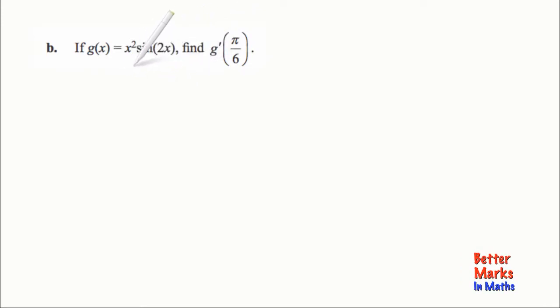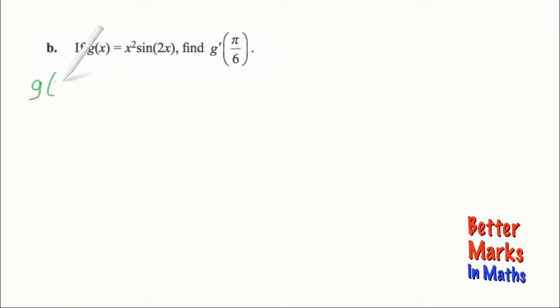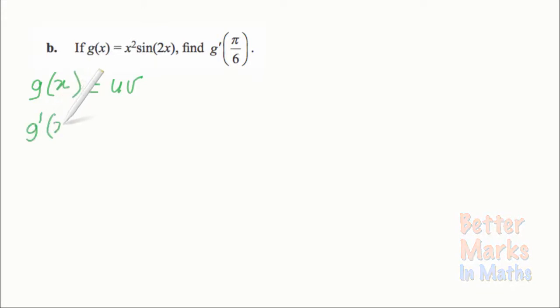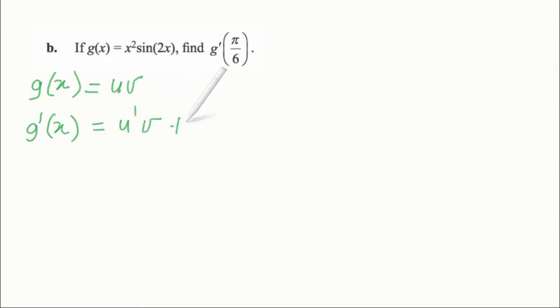And the other thing to notice is that it's a product of two separate functions of x. One of the functions is x squared and the other one is sine of 2x. So you must use the product rule. So start by going g of x equals uv, and the derivative g dash of x, the formula is u dash v plus v dash u.